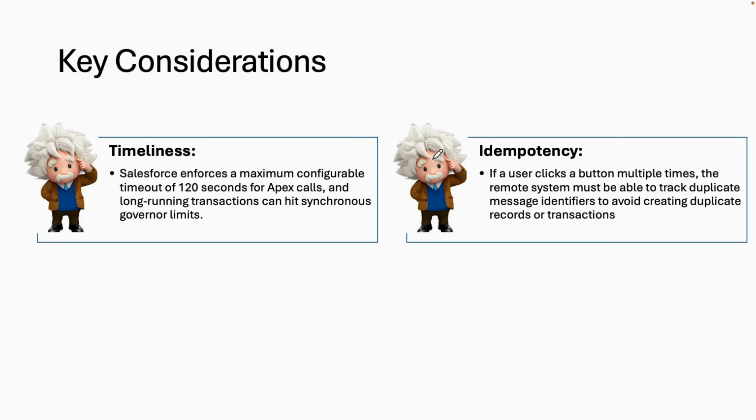Another point here is idempotency. What does it mean? For example, you have designed a custom UI. On that custom UI, if the user clicks a button multiple times, the remote system must be able to track that duplicate message identifier to avoid creating duplicate records as well. So your external system should be capable enough to track those duplicate messages.